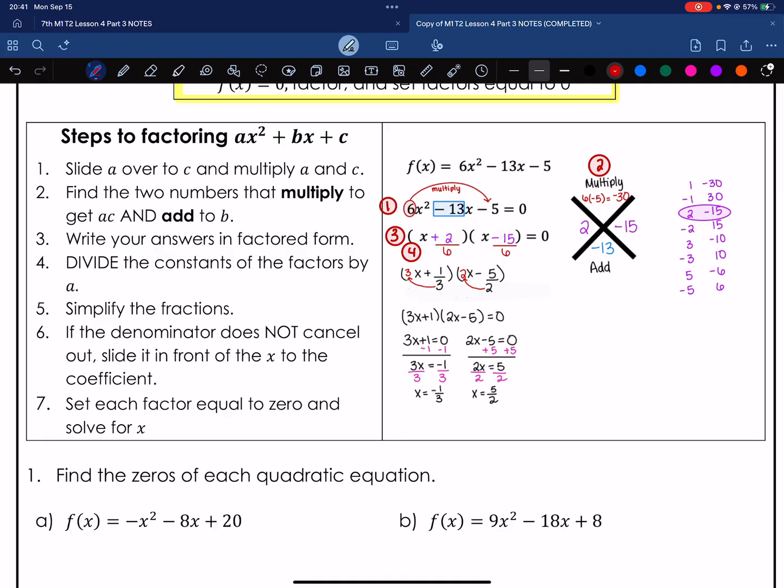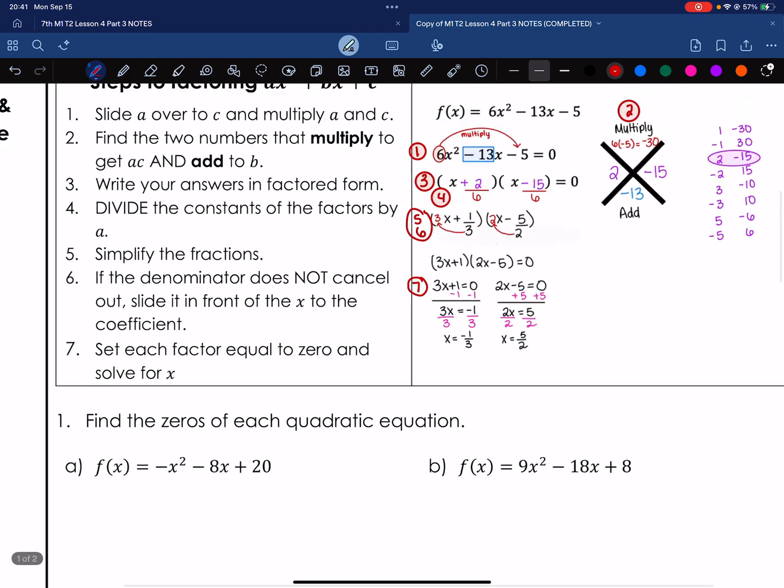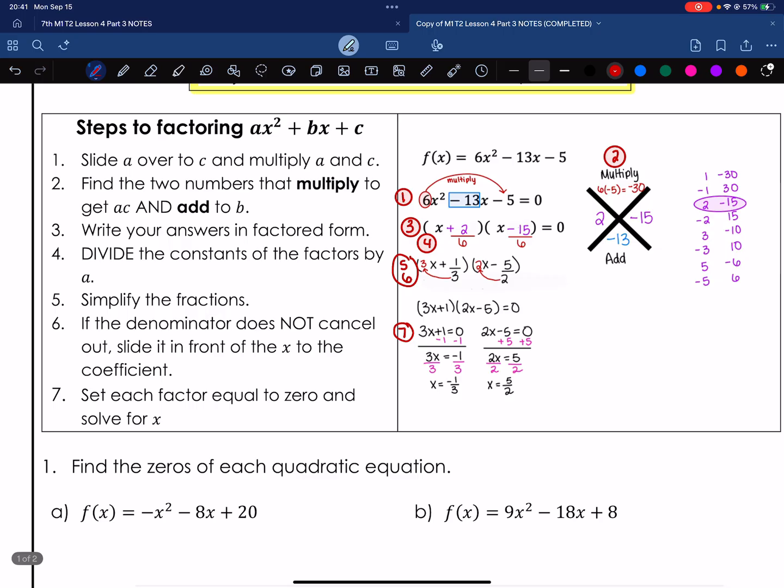Simplify the fraction, and if the denominator does not cancel out, slide it in front. So this is 5 and 6 right here. And then set each factor equal to 0 and solve for x. If you need to go back and review those steps, you have them there. We're going to go through some of these. Now, not every one of these problems actually requires the slide and divide method. The slide and divide method is for when you have a number in front of the x squared that is not 1, if you cannot factor out a greatest common factor first.